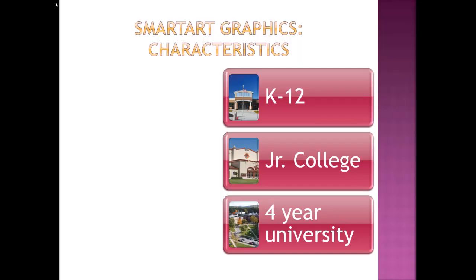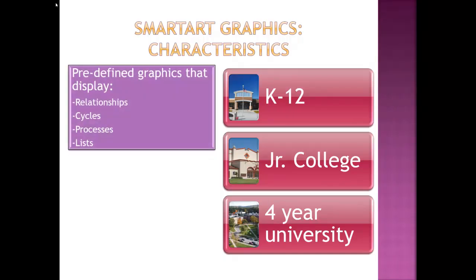So what is a smart art? By definition, a smart art is a predefined graphic that displays relationships, cycles, processes, and lists. If you look over here to the right, I have a little list here, and you can view it as a process because you start off with K through 12, then you go on to junior college or four-year university. But it's a nice list that I can organize.